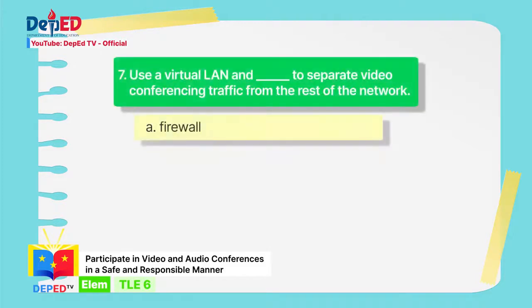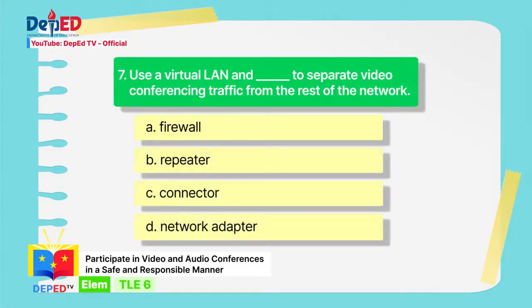Number 7. Use a virtual LAN and blank to separate video conferencing traffic from the rest of the network. Letter A, firewall. Letter B, repeater. Letter C, connector. Letter D, network adapter. And the correct answer is letter A, firewall.